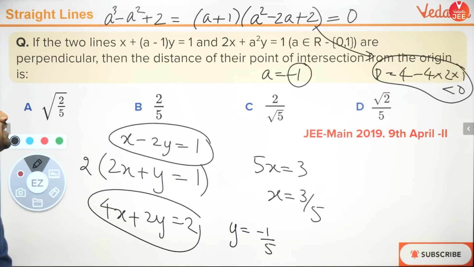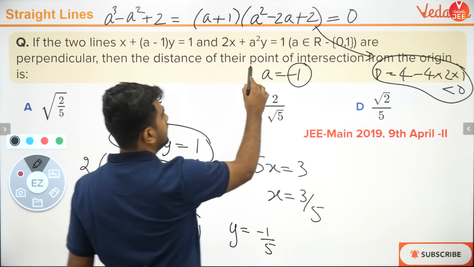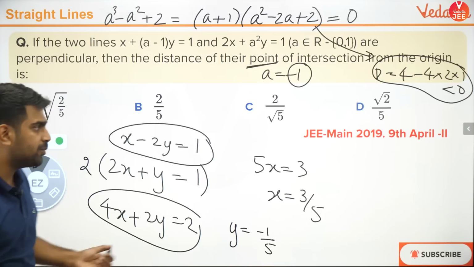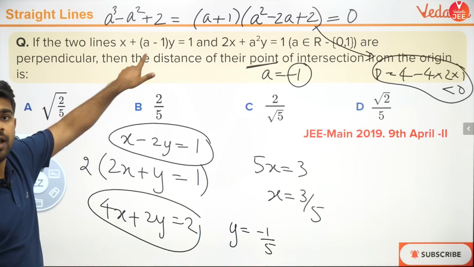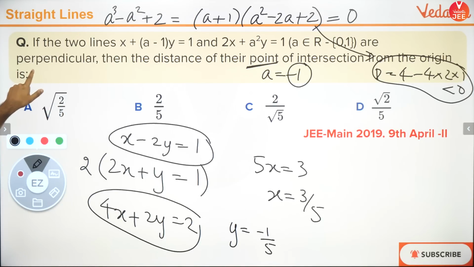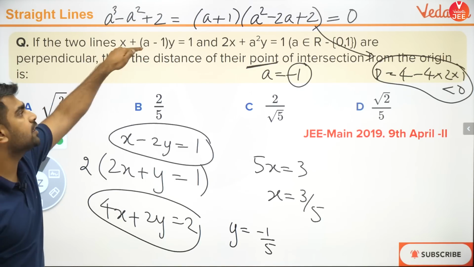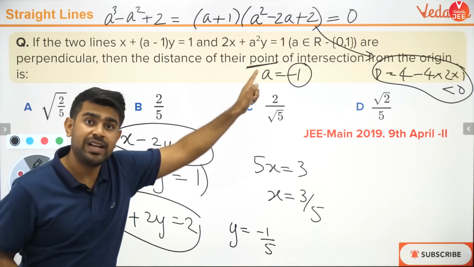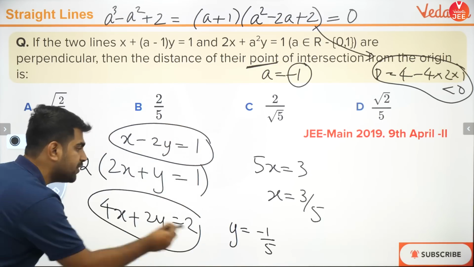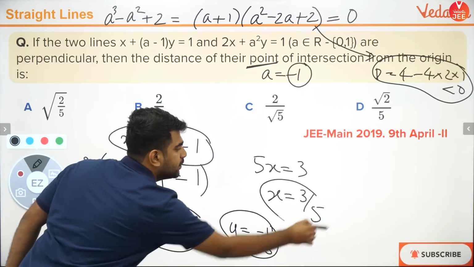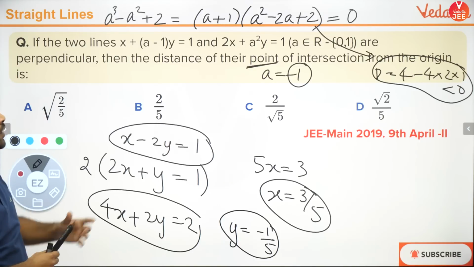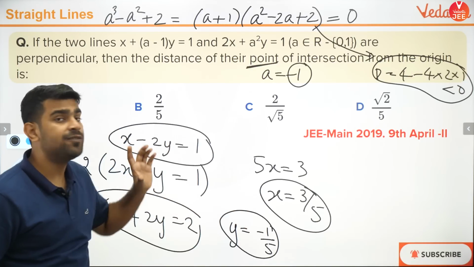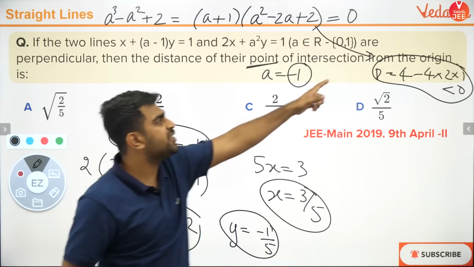Now you can find out the distance of the point of intersection. I hope all of you are understanding what I'm doing here. Guys, I found out a by the condition that they are perpendicular, and then I put it back so as to find the lines individually. And then I'm finding their point of intersection. This point is nothing but their intersection point.